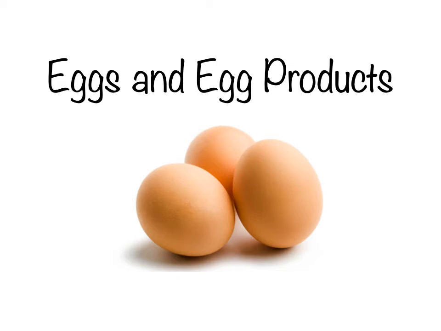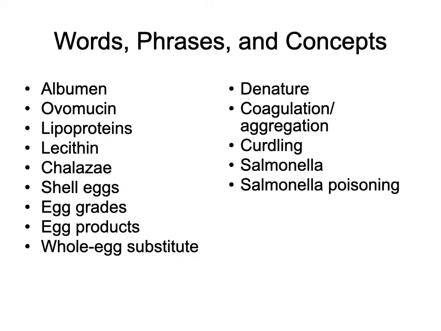Eggs are unique in that they are both a liquid when we're mixing them and a solid when we have them in a final baked product. So let's take a look at the concepts that we're going to be looking at in this chapter of the textbook. You'll see some of the first words listed here are proteins. Albumin and ovomucin are two proteins that are in egg whites especially. Lipoproteins are in the egg yolk primarily because they are a mixture of a lipid and a protein, so they're a fat and a protein together.